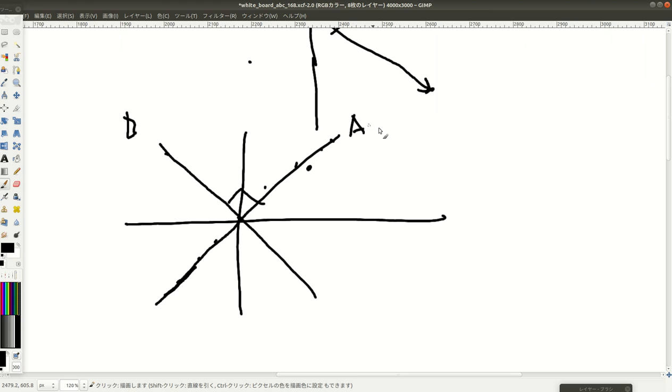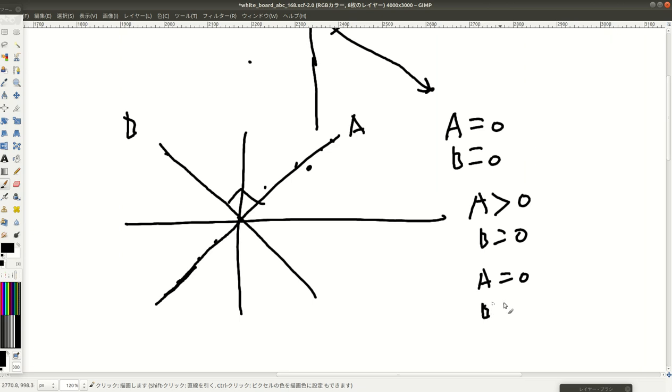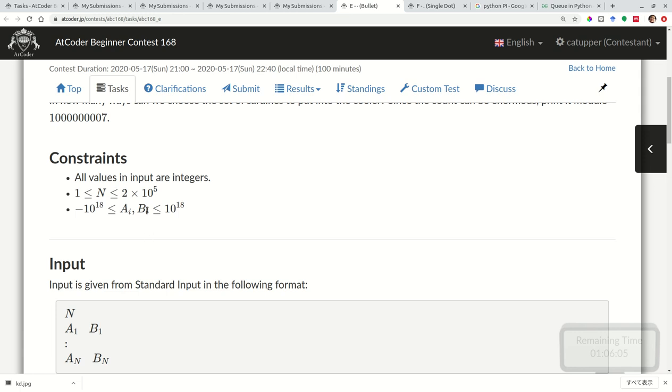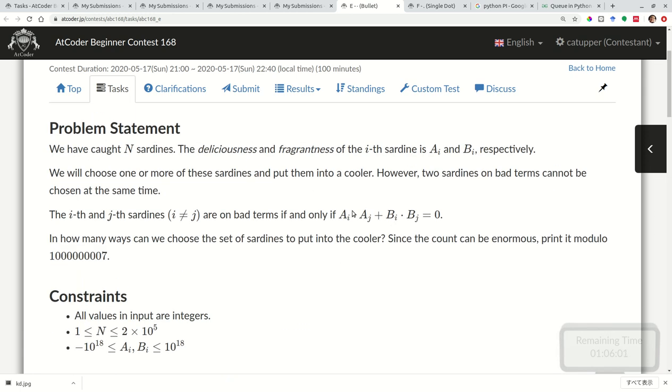There are four conditions: no sardine from A and no sardine from B; some sardine from A and no sardine from B; no sardine from A and some sardine from B; and some from both. But the last one is forbidden, so we can just calculate this. There is only one way for the empty case. This is 2 to the A minus 1, where the 1 comes from the empty case, which is duplicated. The same goes here, 2 to the B minus 1. And is there a zero sardine? Yes, there may be one.